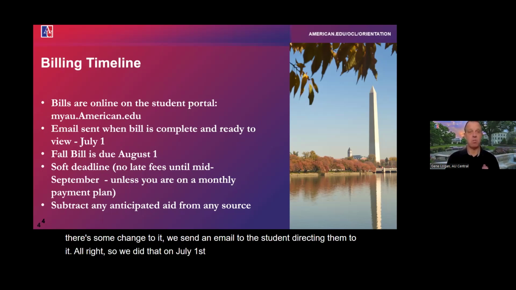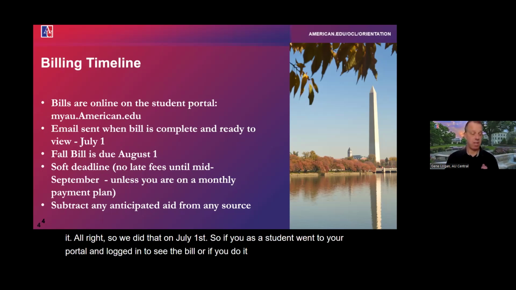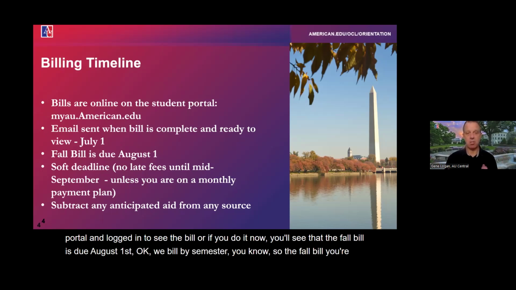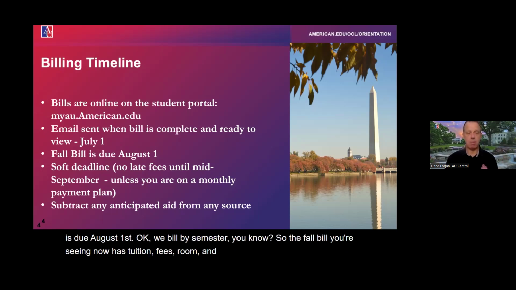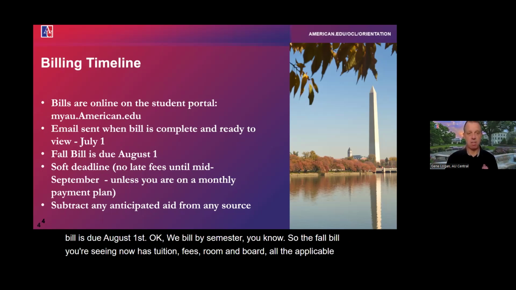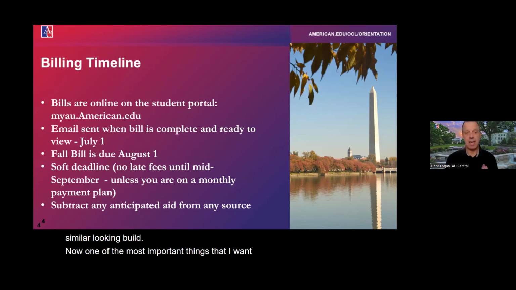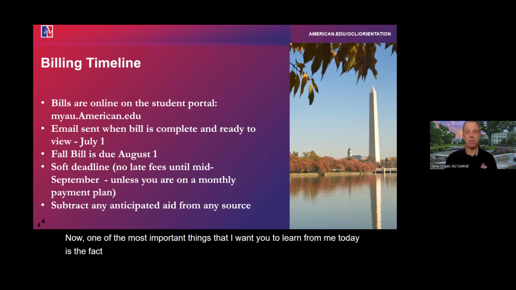So if you as a student went to your portal and logged in to see the bill, or if you do it now, you'll see that the fall bill is due August 1st. We bill by semester, so the fall bill you're seeing now has tuition fees, room and board, all the applicable charges for the fall semester. And then when you register for spring, there'll be a similar looking bill. Now, one of the most important things that I want you to learn from me today is the fact that August 1st is a soft deadline. Right?